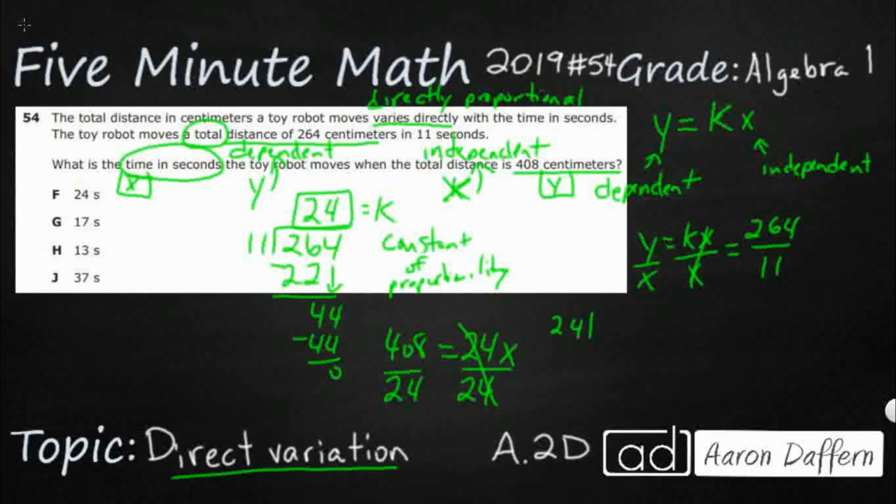So 24 goes into 408. Once again, let's use long division. Not twice, almost twice. It's going to be 24, it's going to be, let's see, 16. And that is going to be, looks like, yep, 7. 168. All right, so 17 seconds is our answer, and that is how long it's going to take to get 408 centimeters. Our answer here is G.